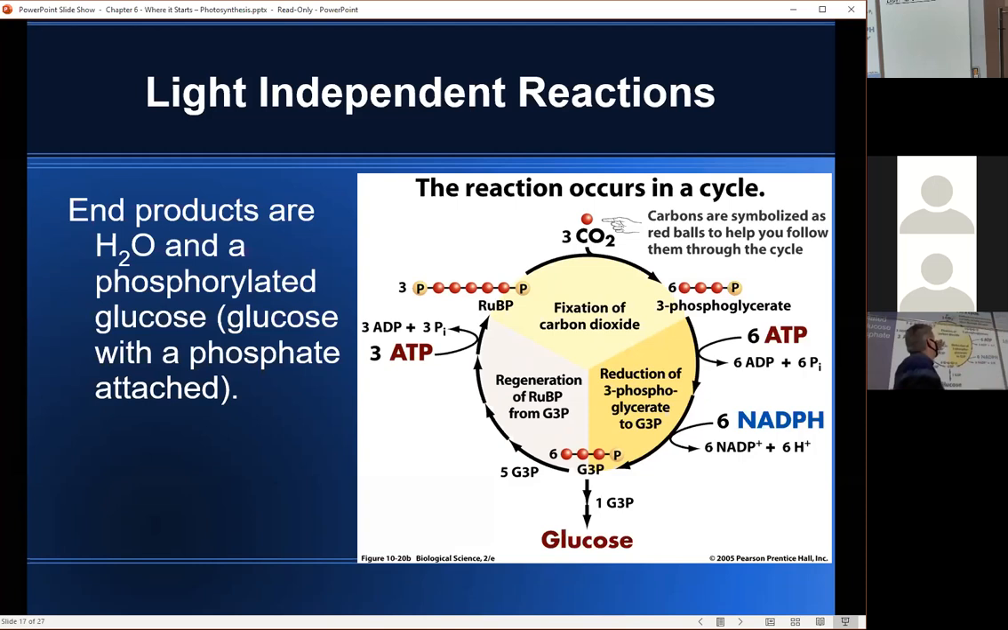The first thing that happens is we're going to start with a 5-carbon molecule of ribulose bisphosphate and a 1-carbon molecule of CO2. Okay, ribulose bisphosphate, that's over here.